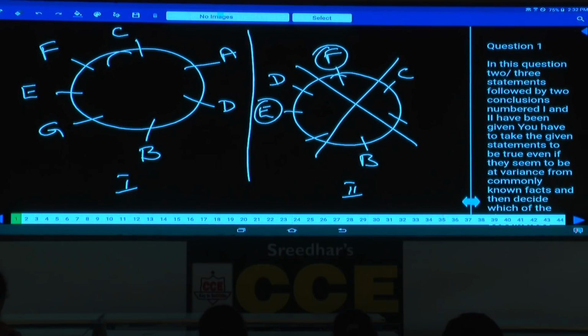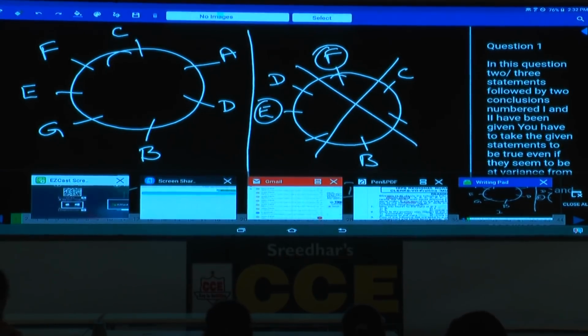Then question number 1. Who sits fourth to the right of D? Who is fourth to the right of D? 1, 2, 3, 4. E sits fourth to the right of D, isn't it? E is seated fourth to the right of D, and it is given in choice 4. Choice 4 is the answer.